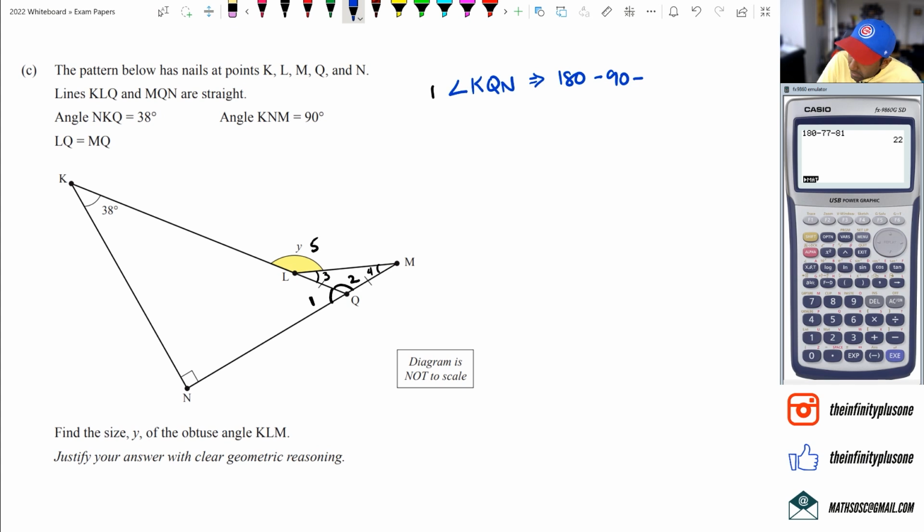180 take away 90, take away 38, which equals 52 degrees. And that's because we can say that it's angles in a triangle. All right, so this is equal to 52.